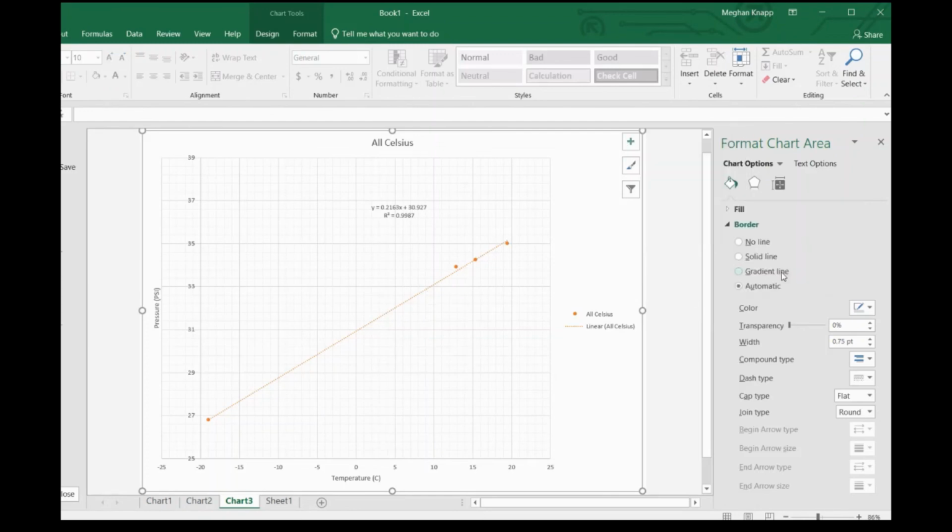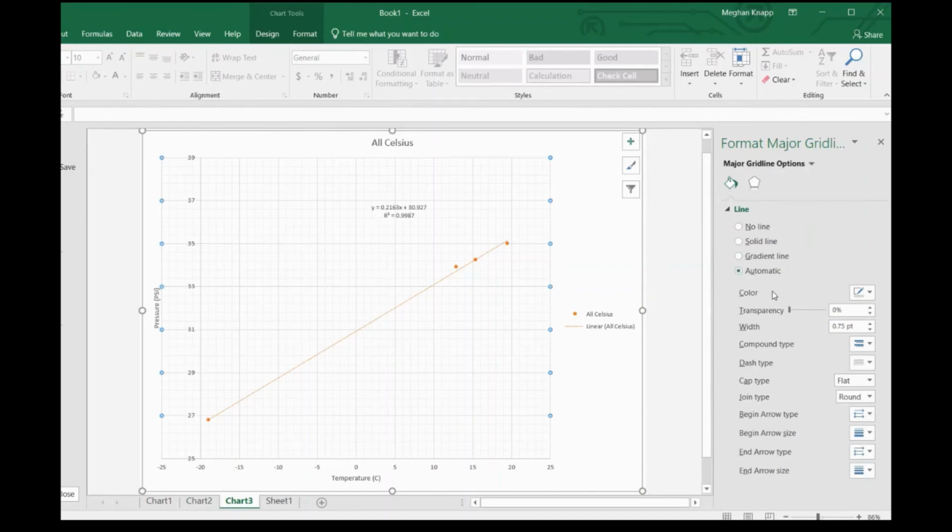And then you can have some even more options where you can decide what that's going to look like as far as how intense the lines are going to be and so forth.